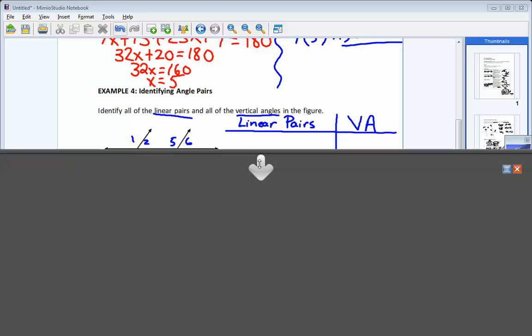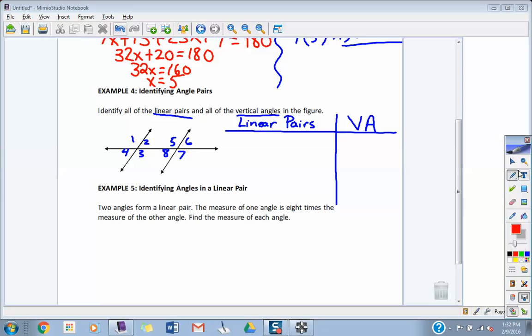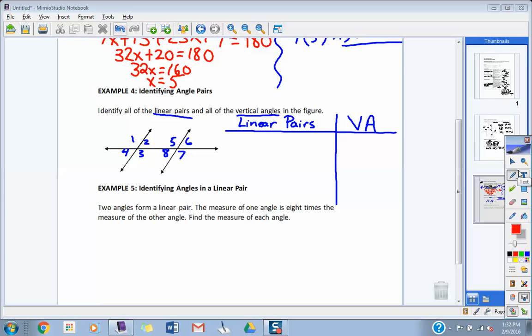Two angles that are side by side that form a straight line. 1 and what? 2. 1 and 2. What's another pair that would form a straight line? 5 and 6. Okay, so let's get rid of this. I'm going to write these down. 1 and 2, they are a linear pair. Also, 5 and 6 are a linear pair.